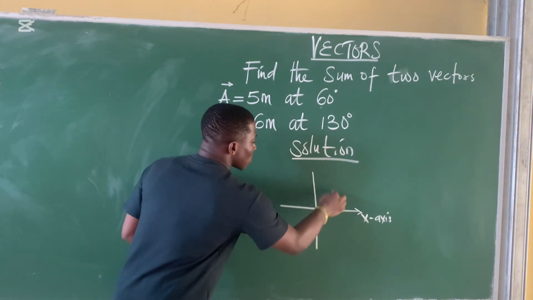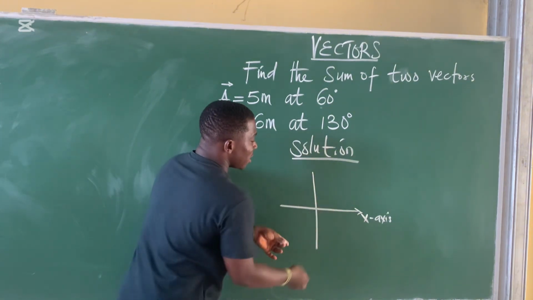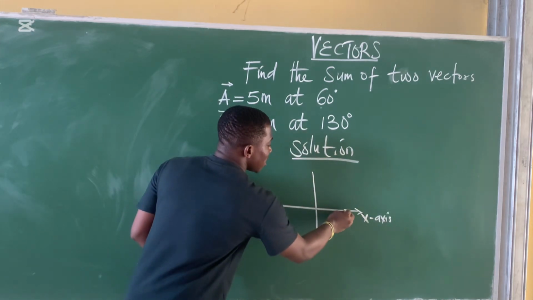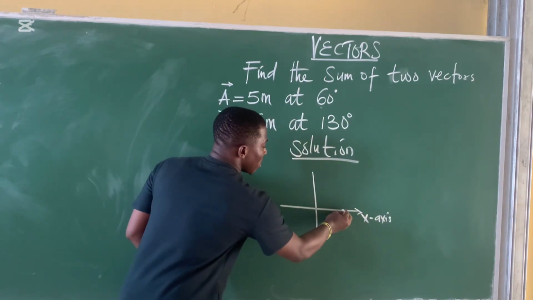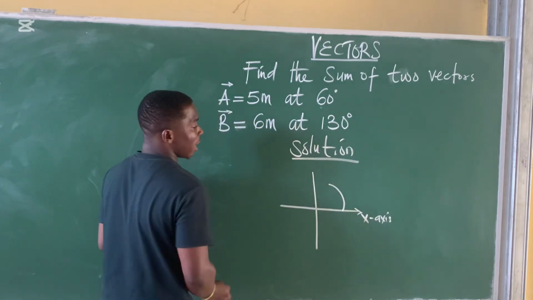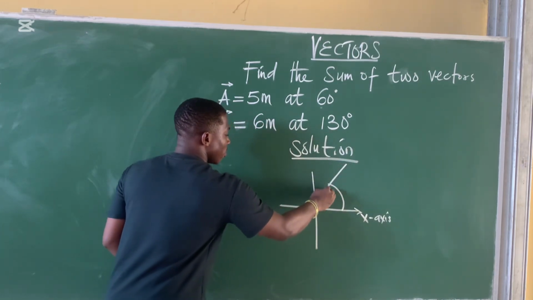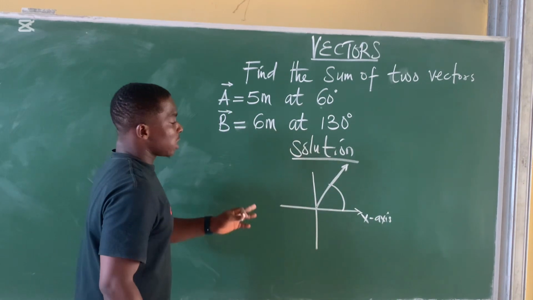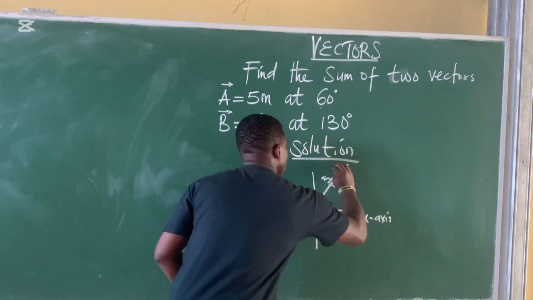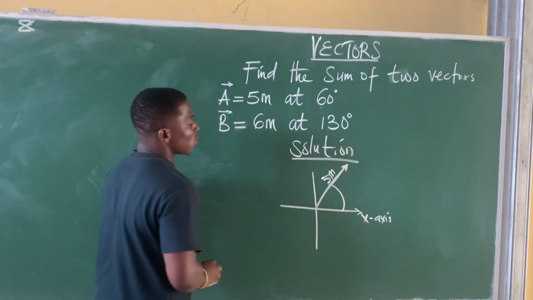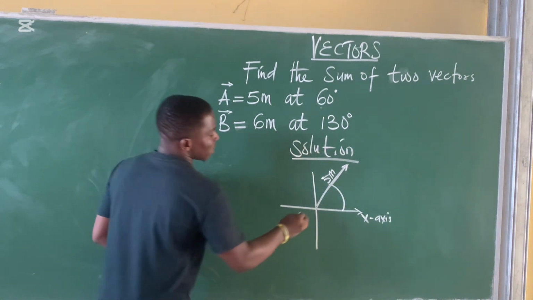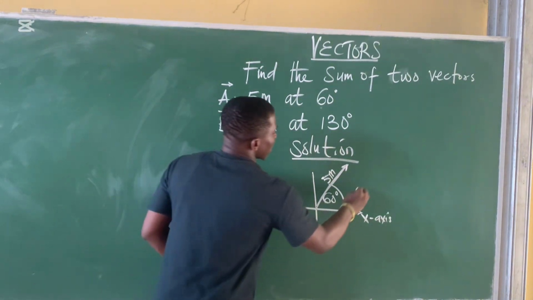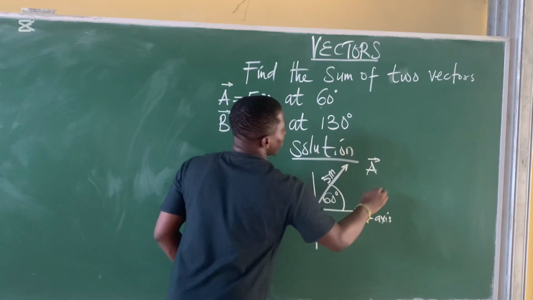So I know that this quadrant is 90, so 60 degrees is actually inside of this first quadrant. So for vector A, 60 degrees, it will come from the x-axis. So from here to somewhere here, okay, let's call this vector A. The distance of vector A is what? 5 meters, and this angle is what? 60 degrees. So I've actually sketched vector A.